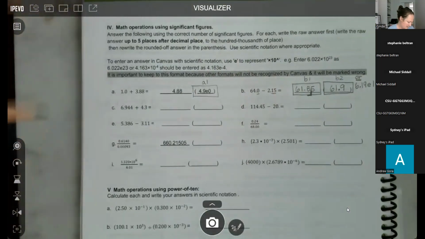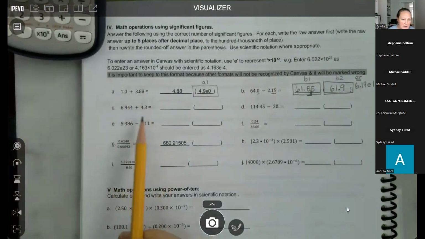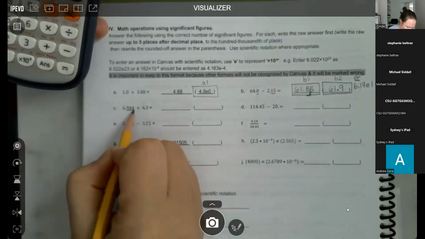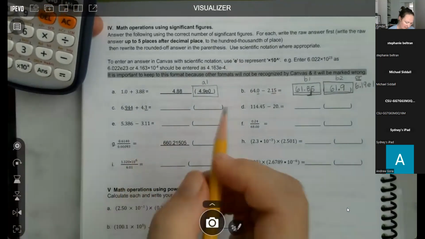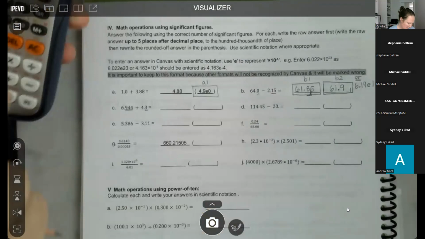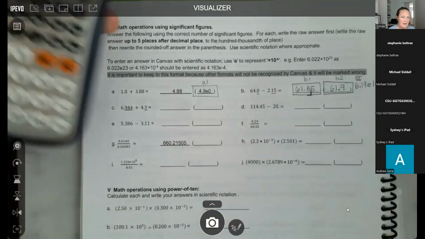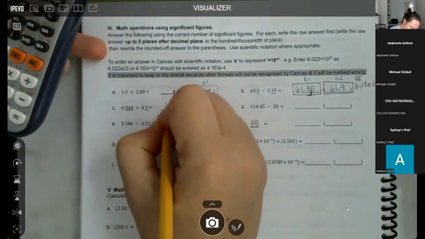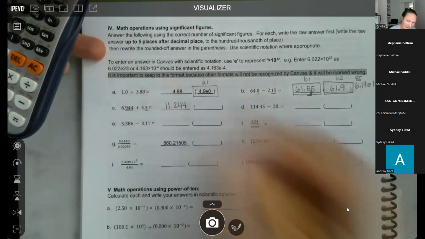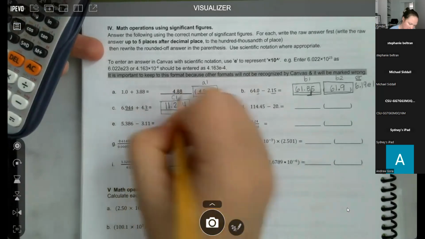Same thing with this one. This one has 3 numbers past the decimal, and this one has 1, so our answer will only have 1 number past the decimal. But for the first part, we're just going to do 6.944 plus 4.3. My calculator is telling me 11.244. So I would just put that into Canvas as my raw answer, as I think it would be called C1.